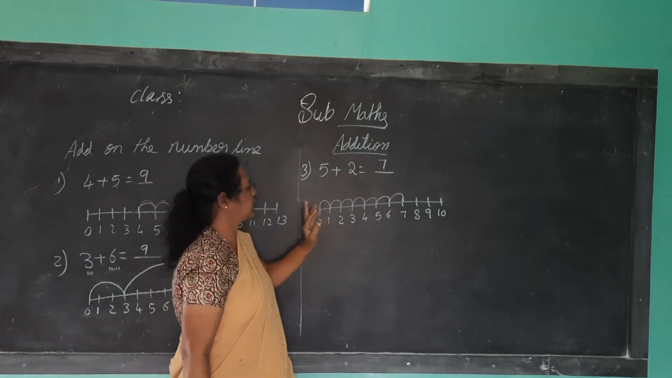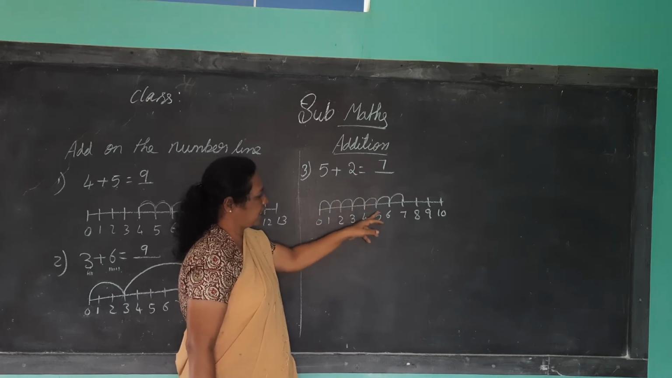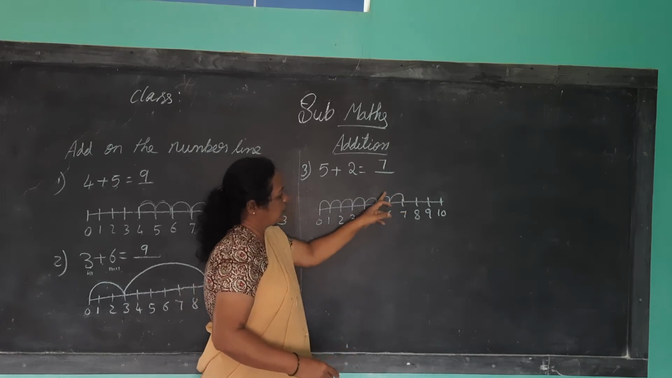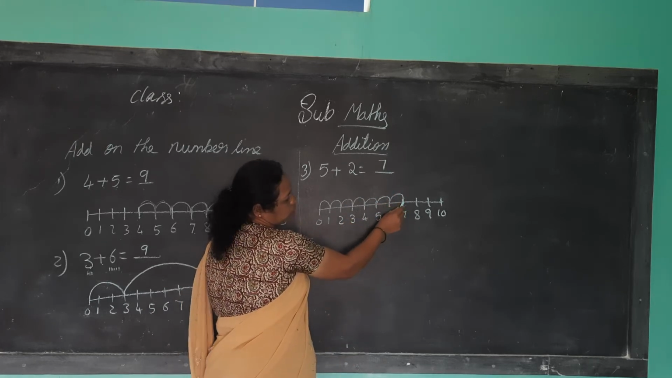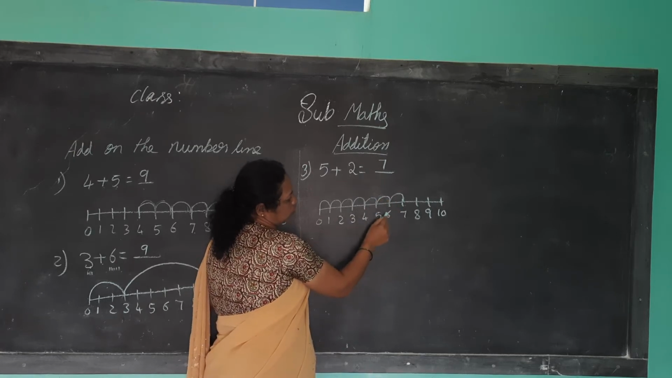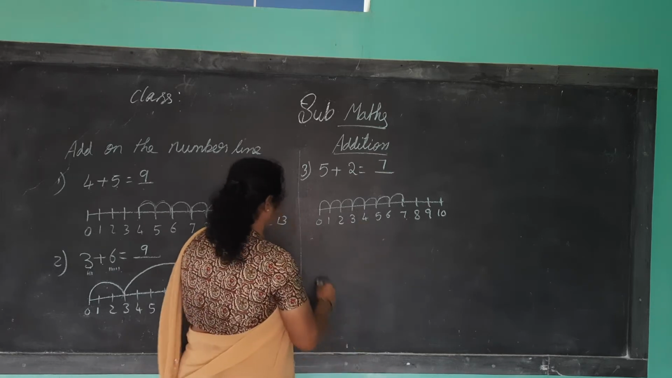Now here, 5 plus 2 is equal to how much? Say 1, 2, 3, 4, 5. Next plus 2: 6, 7. So after 5, 2 more spaces: 1, 2. So how much? It is 7. 5 plus 2 is how much? 7.